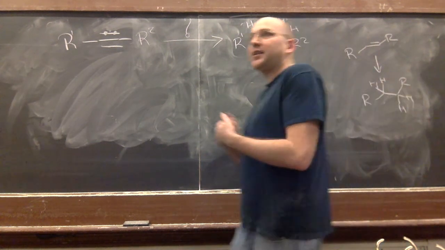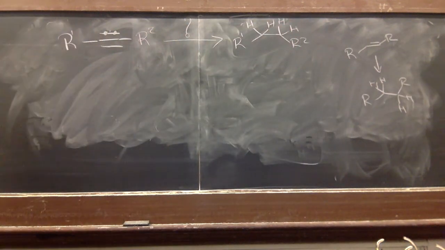We learned how to take an alkene and reduce it. So basically add hydrogen, H2, across the double bond. Somebody else? You add H2.